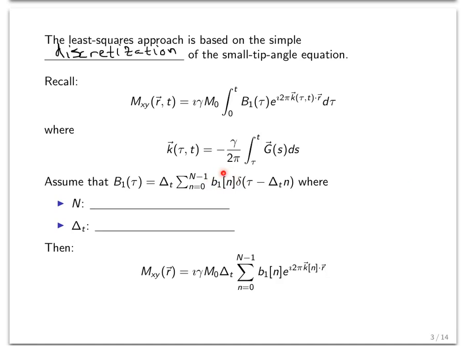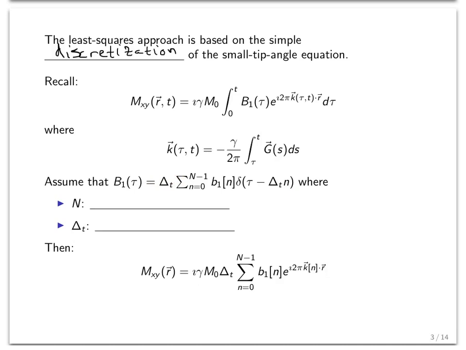Where each spike has a different amplitude. So it's going to be these weighted comb functions, weighted by the RF magnitude and phase. So b1 of n is a complex variable here that changes from spike to spike. And we also incorporate the delta t, the time step between samples.